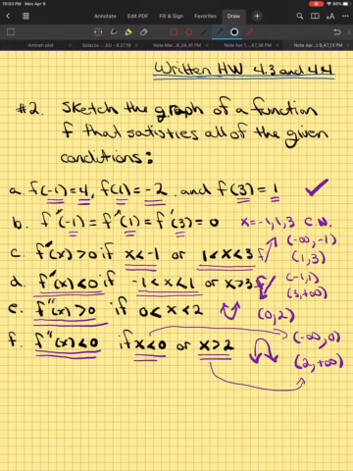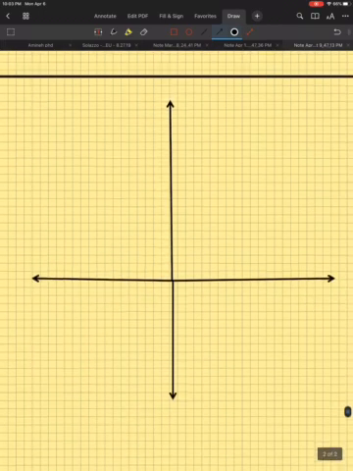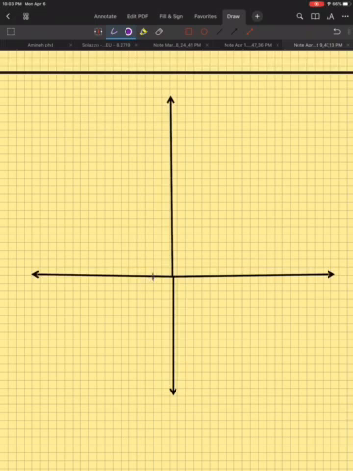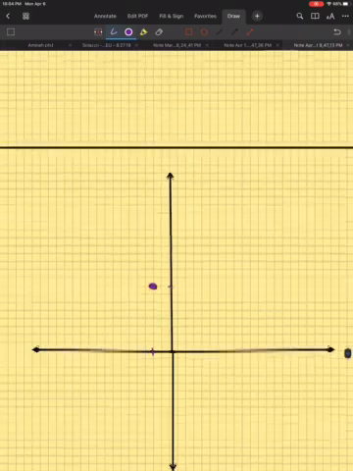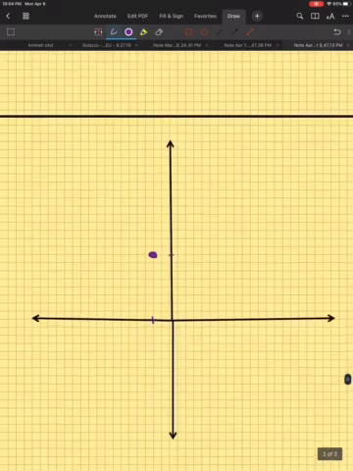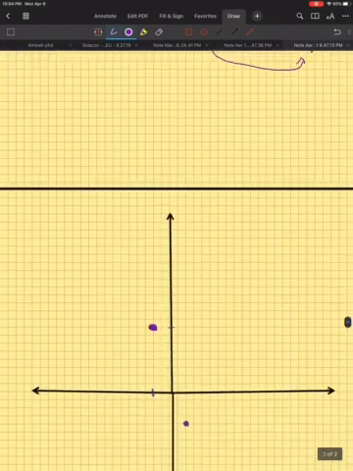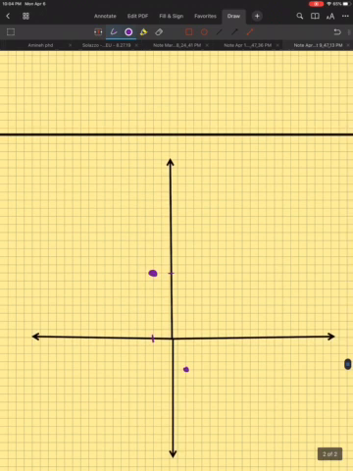I'm not going to be particularly concerned about how accurate I am with all the labeling, but I know I have the point -1, 4, so I'm going to graph that, and I'm going to use purple. So say here's -1, and then let's go up 2, 4, 6, 8. So here's the point -1, 4. And then I have the point 1, -2. Go over 1, -2. And then I also have the point 3, 1. So I'm going to go over 2, 4, 6, up 1, right about there. So here are the 3 points that are given.